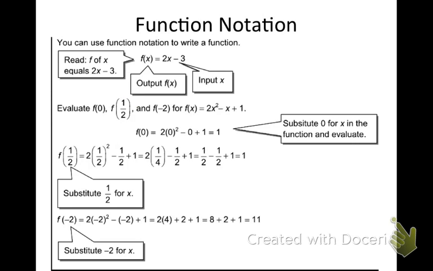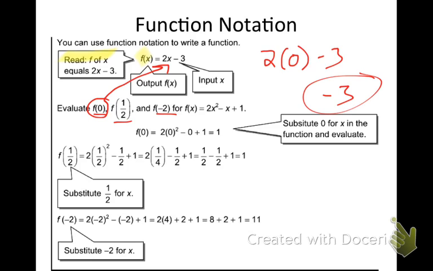So here's what this looks like. You can use function notation to write a function. Remember, this is read f of x equals 2x minus 3. I can evaluate functions, so I can evaluate f of 0, f of 1/2, f of negative 2. I'm going to do f of 0 for this top function. If I do f of 0, 0 is going to be my input. What do I plug 0 in for? X. So that's like saying 2 times 0 minus 3. What's 2 times 0? 0. Minus 3? Boom. That would be my answer there. 0 is my input, and negative 3 is my output.